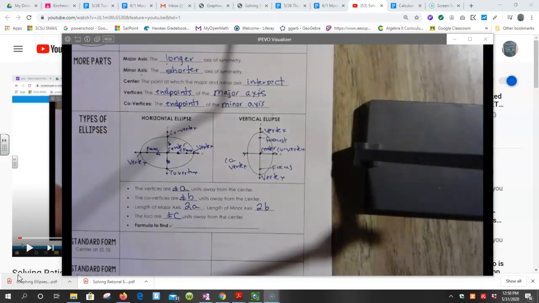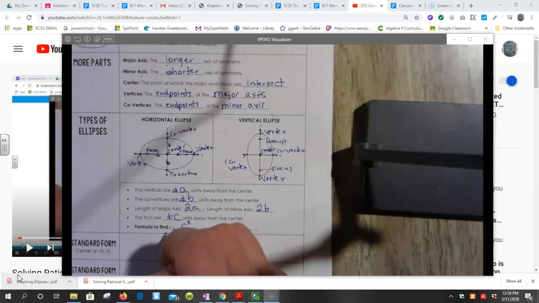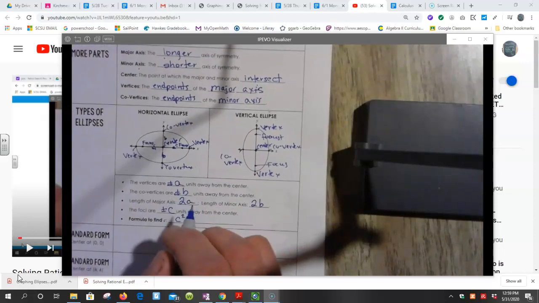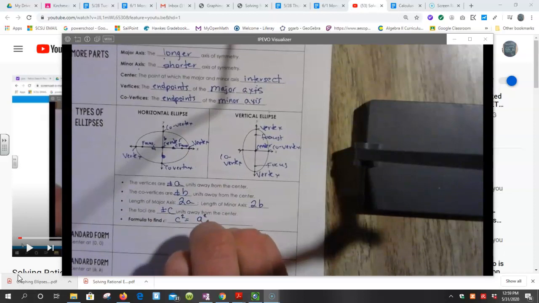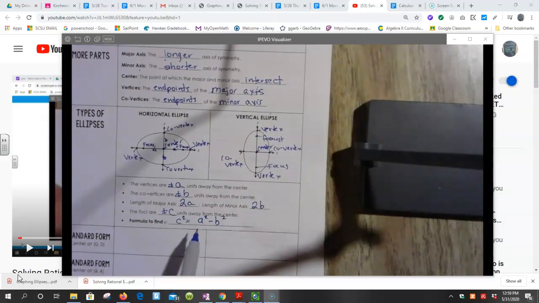And so the formula for finding c, it looks like the Pythagorean theorem, but it's not: c squared is equal to a squared minus b squared. So the length from the center to the vertex squared minus the length from the center to the co-vertex squared. When you subtract those two, that gives you the distance from the focus to the center squared. It looks like the Pythagorean theorem, but it isn't.